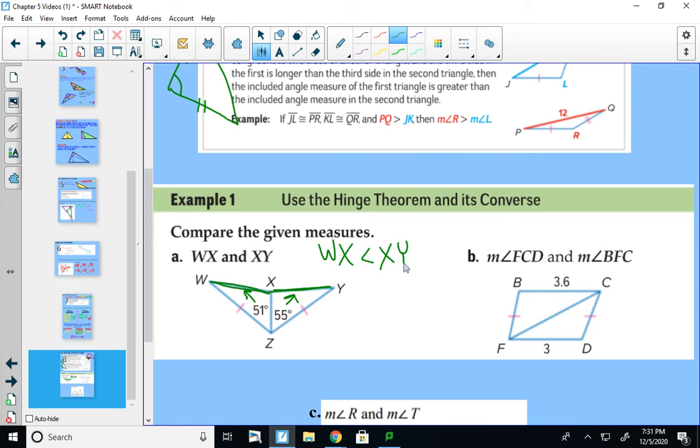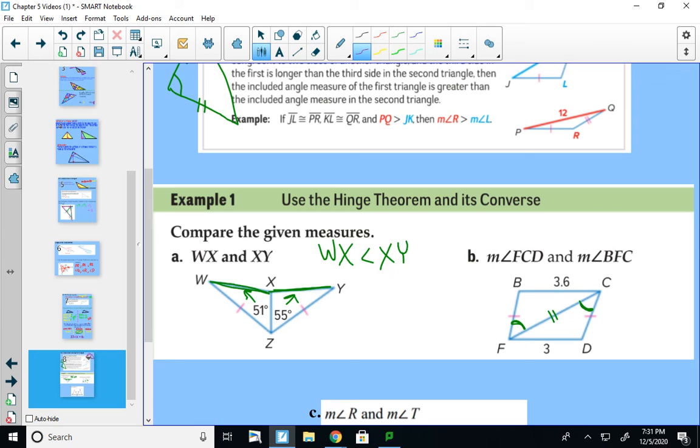All right, in B, we are looking at the measure of angle FCB. So that would be that one. And the measure of angle BFC. Oh no, FCD. That makes more sense. Sorry about that. So we're comparing FCD, this angle, and BFC, this one. Well, if you look at these two triangles, we've got one set of congruent sides, BF and CD are congruent. We've got a secret set in the middle. CF is congruent to itself.